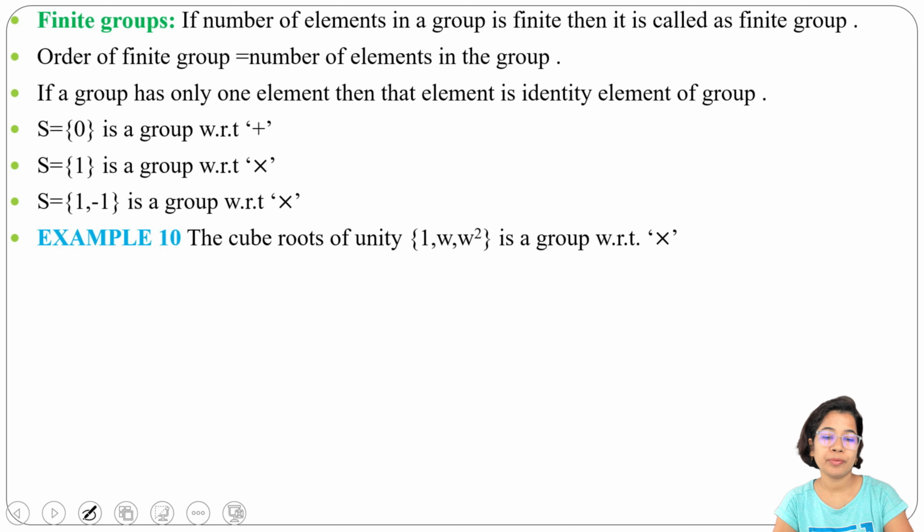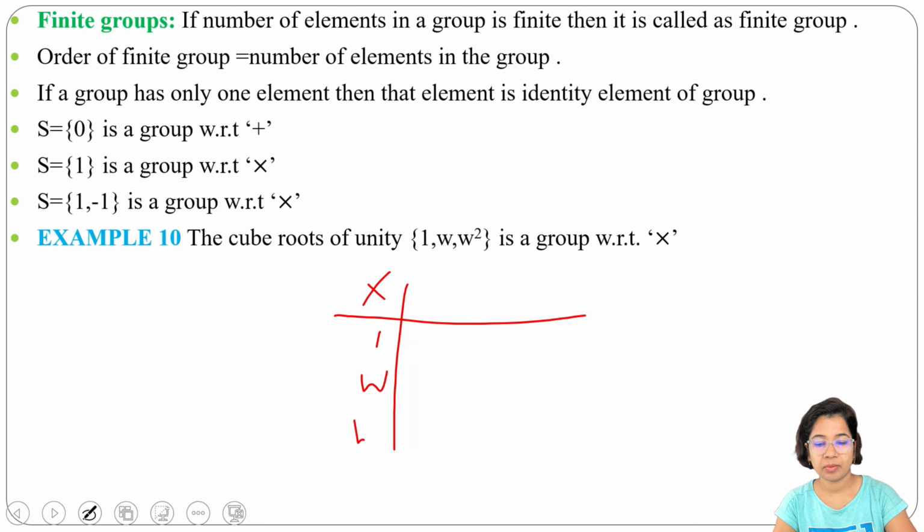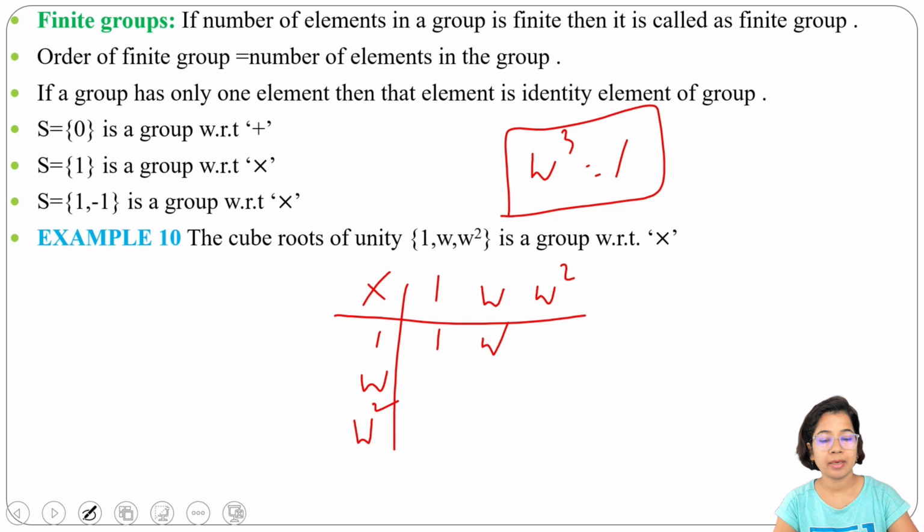Example 10. The cube roots of unity {1, w, w square} is a group with respect to multiplication. Let's create a table like this. Here it's multiplication: 1, w, w square, and 1, w, w square. w cube equals 1. Just remember this. Now 1 multiplied by 1 is 1. 1 multiplied by w is w, 1 multiplied by w square is w square. Then w multiplied by 1 is w. w multiplied by w is w square. w multiplied by w square is w cube, and w cube is 1.